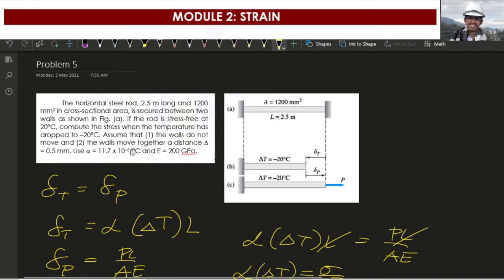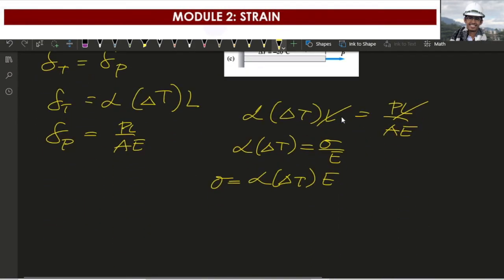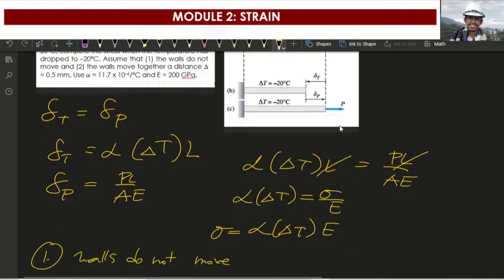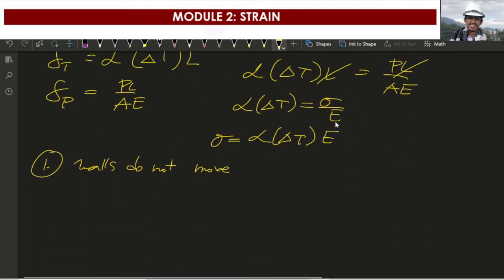So first, the walls do not move. So for the situation 1, the walls do not move. So if walls do not move, yung length niya ng ating rod, the same siya kasi hindi gagalaw yung ating walls. So intact pa rin siya. So that will be stress will be equal to alpha, that is 11.7 times 10 raised to negative 6 times yung change in temperature niya.